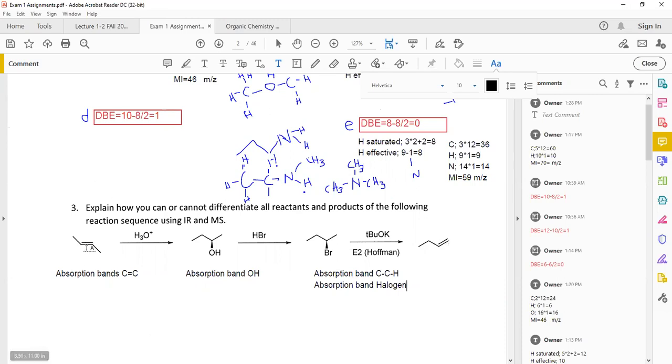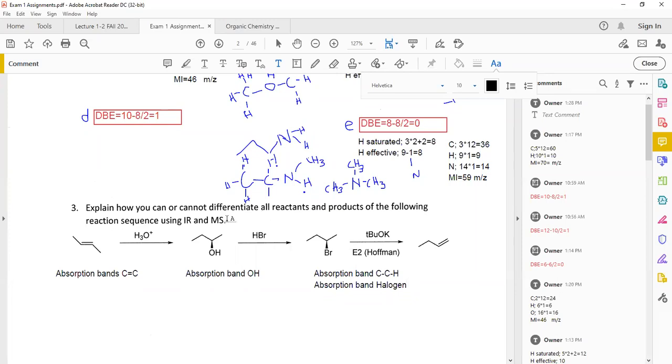In the appendix for the IR, in the book, they have the location for when you have an aliphatic, whether it is terminal or it's in the middle, okay? That double bond that you have. So you can differentiate this band from this other band, okay? This one is in the fingerprint region, where you will see that kind of bending, okay? From this product to this reactant, okay?